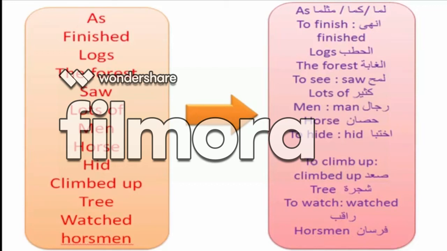Another word, which is tree, شجرة. We have a verb, to watch, pronounced with an O sound. شاهد أو راقب. In the past we add ed because the verb ends with ch. I watched, he watched, she watched, it watched, we watched, you watched, and they watched. This is a regular verb. We have another word, which is horseman. As we explained, horse means al-hisan. Horseman is written H-O-R-S-E-M-E-N. Men means رجال. Fursan, horseman.